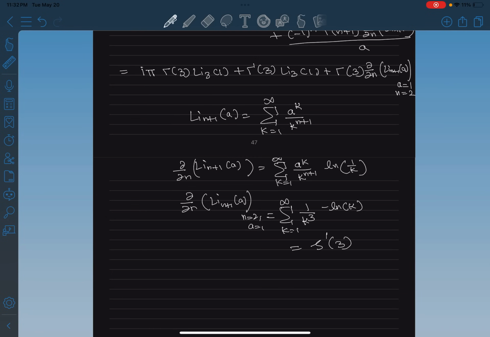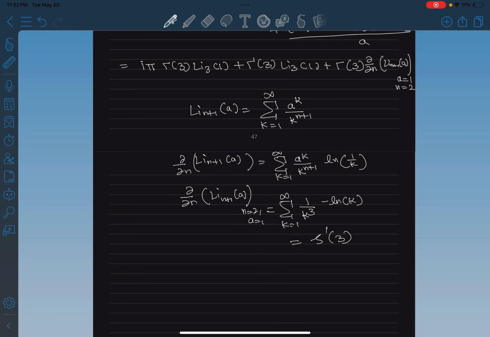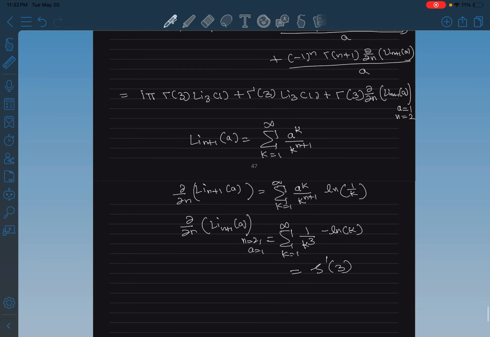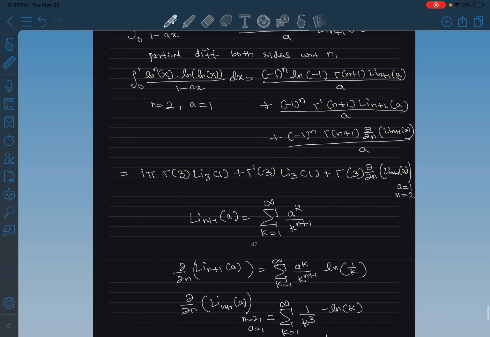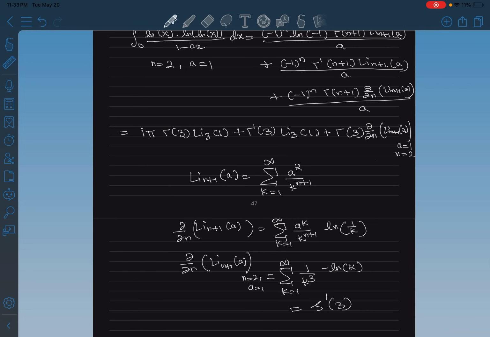You can see that basically because zeta prime has negative ln of k over k to the power n, and here n is 3, so it's the zeta prime of 3. And the value of zeta prime of 3 is well known, it's on Wikipedia, right? So this value is now known. This value is just zeta prime of 3, right? And okay, gamma of 3 can be found out.